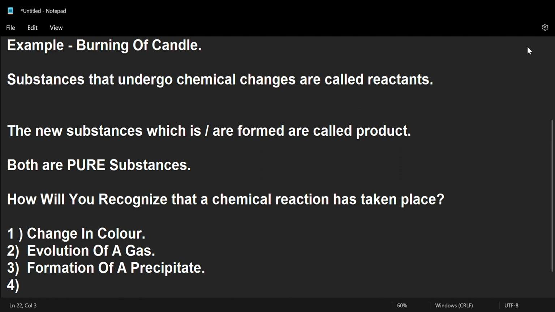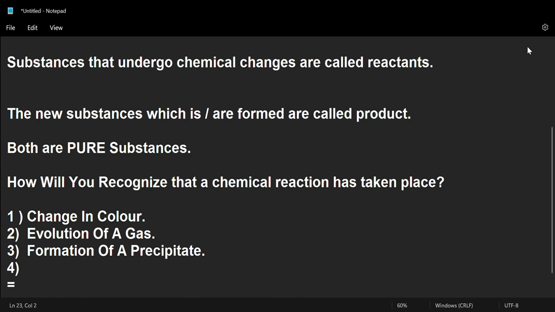Now, next is the change of smell. Wait, I didn't write number 4, which is the change in state. That means solid into liquid, liquid into gas, gas into solid, gas into liquid, something like that. Okay, now the change in smell is our number 5. Change of smell.